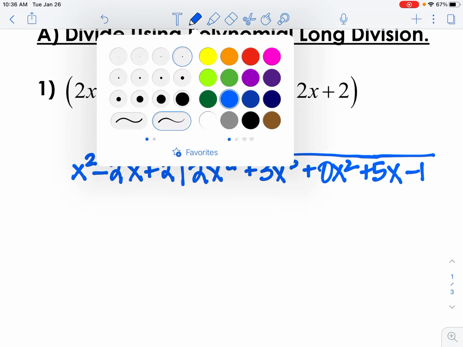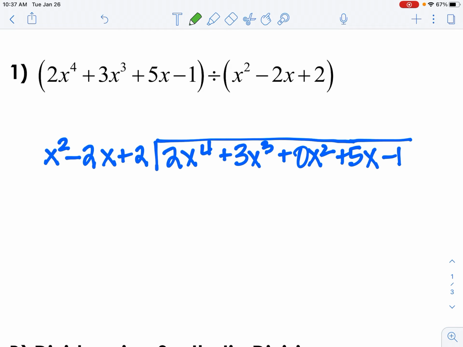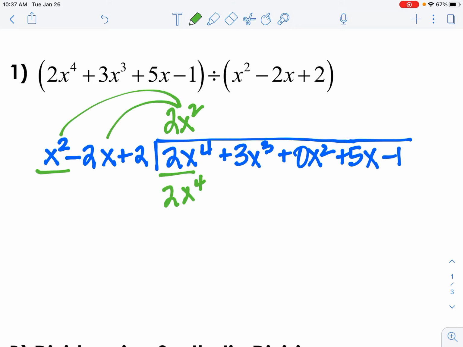And we're good. Now, to divide using polynomial long division, we basically say to ourselves, how many times or what would I multiply this first term by to get this first term? So to get 2x to the fourth from x squared, I would multiply it by 2x squared. So I'm going to put that in front there. Then I multiply. 2x squared times x squared is 2x to the fourth. 2x squared times negative 2x is negative 4x to the third. And 2x squared times 2 is positive 4x squared.